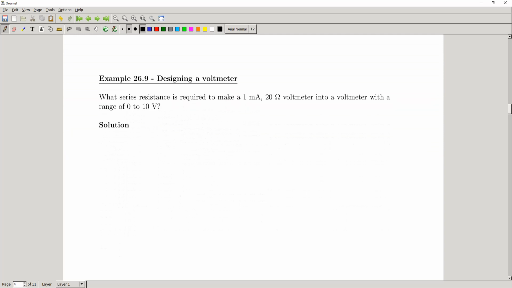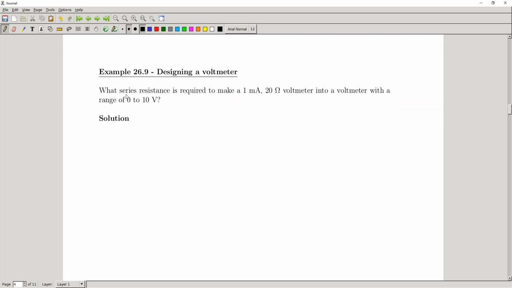We are going to be dealing with the same setup we had above, so the same dial with the same characteristics. But now we want it to have a range when we have it set up as a voltmeter, so not a resistor in parallel, but a resistor in series. When we have it set up as this voltmeter, we want to be able to read between 0 and 10 volts.